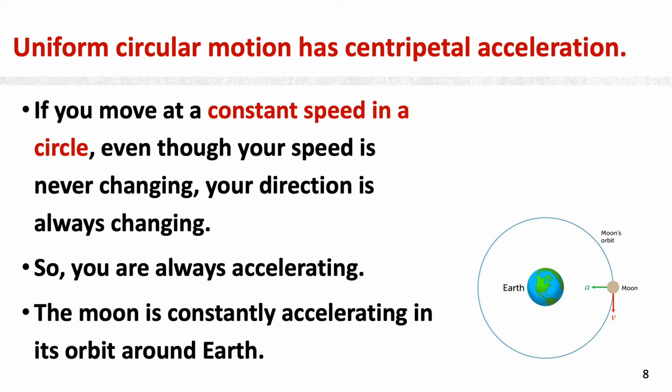Like what? Like the moon. The moon is constantly accelerating in its orbit around Earth. Why? Because it is orbiting Earth in a circular motion, so it is changing direction, which means it is accelerating.